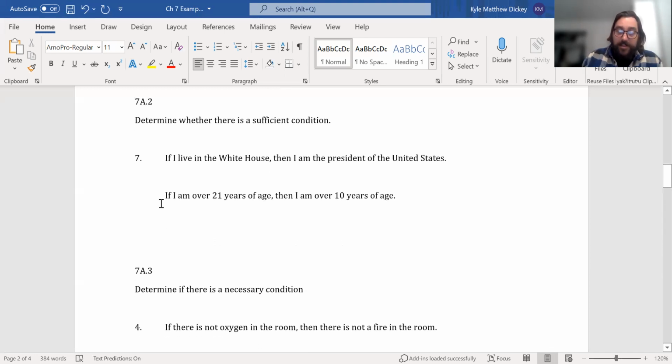Let's take this other statement. If I am over 21 years of age, then I am over 10 years of age. Okay, well, being over 21 requires being over 10. So does it guarantee it? If you're over 21, are you guaranteed to be over 10? Well, yeah, right? It's impossible to not be over 10 if you're over 21. It's guaranteed. Great. So this one, yes, it is a sufficient condition. Hopefully that helps as you go through some of the other ones. Does the first condition guarantee the second condition, right? Make it so that it has to be true. If it's thumbs up, sufficient condition. Thumbs down, not sufficient condition.